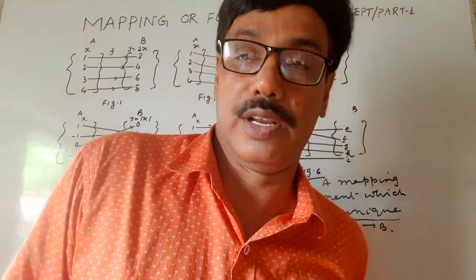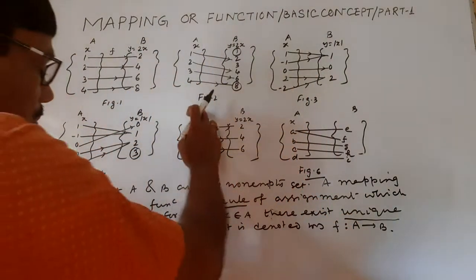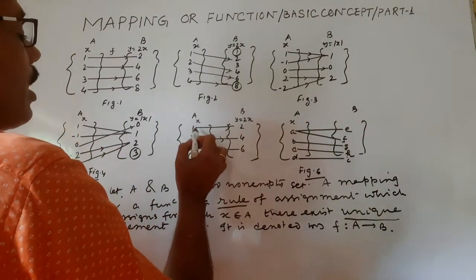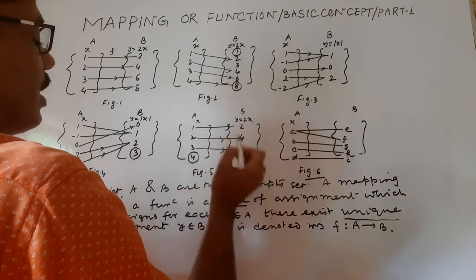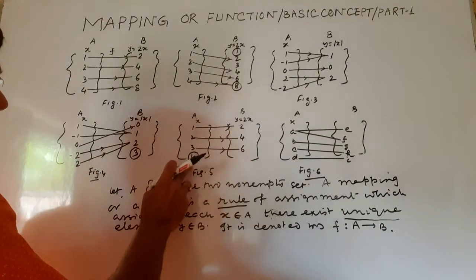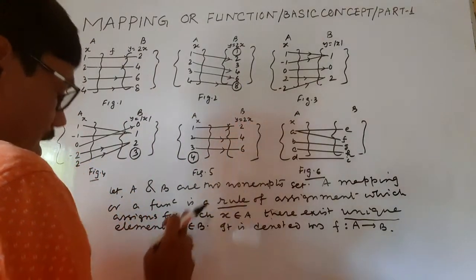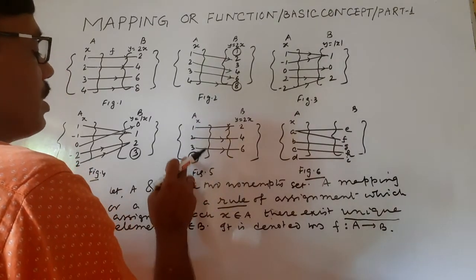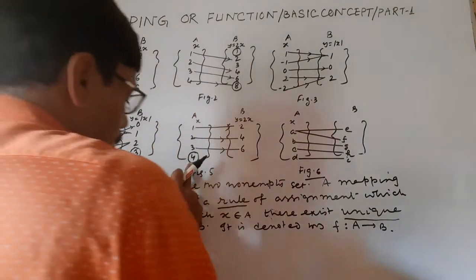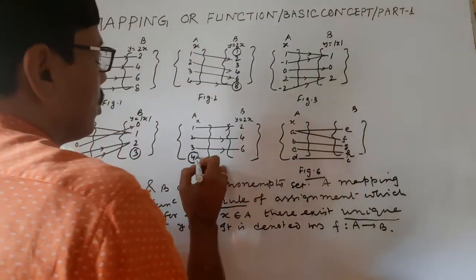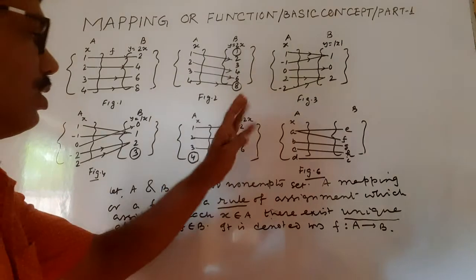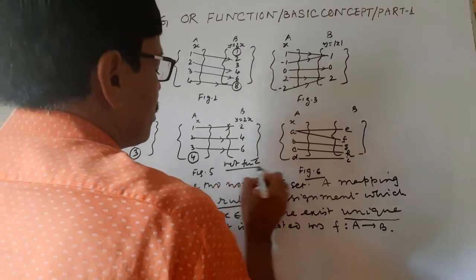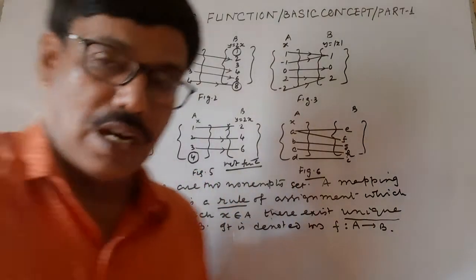It is a rule of assignment which assigns for each x belonging to A, there exists a unique element y belonging to B. Now look, for figure 5, x 1 to 2, 2 to 4, 3 to 6, but for the element 4, there is no y. From 4, you are not getting any correspondence. So, that is why it is not a function. Now, listen.